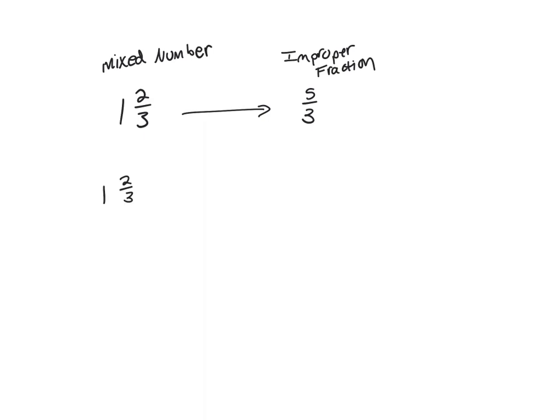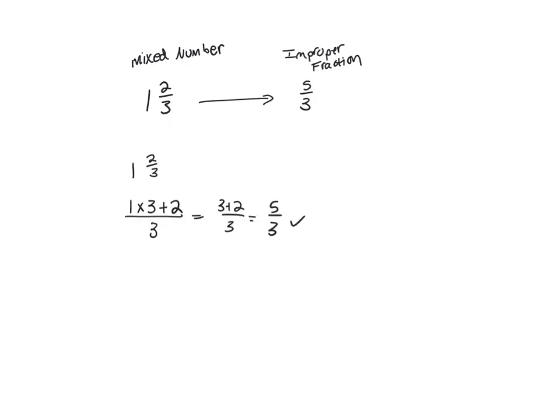So most of us learned to multiply 1 times 3 and then to add 2 and write all of that over our original denominator of 3. And that works. 1 times 3 is 3 and 3 plus 2 is 5. So we get 5/3. And that's right. I want to take a second to look at why this works.